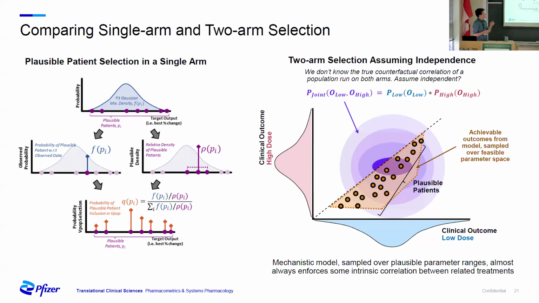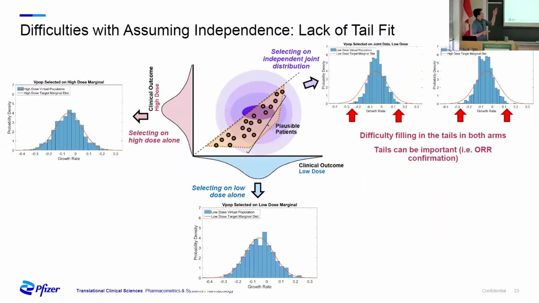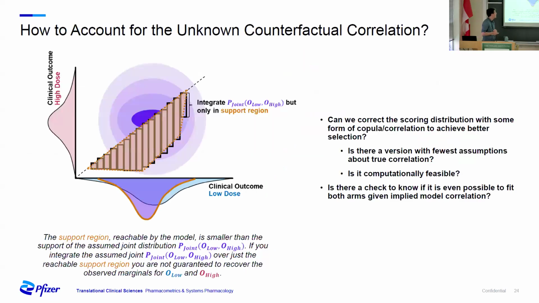So this independence approach doesn't really work, and you basically cannot fit the tails of these distributions when you score on 2 arms. But if you score on each individual arm, you can get good fits. And so it's hard to select a virtual population for both of them. And those tails can be really important because those could potentially be your complete responders or the most aggressive non-responders. And so understanding the mechanisms in that tail is very important to us.